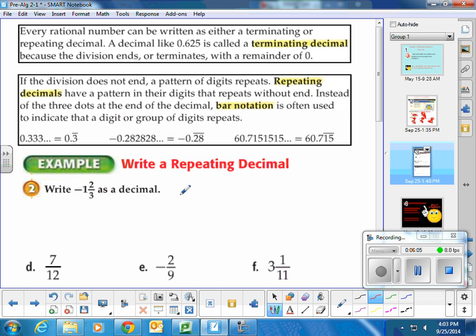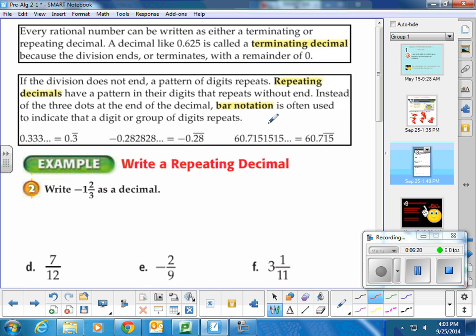And the bar goes over the part that's repeating. So in 0.333333, we write it like this with the bar over the 3. In this example, we put the bar over the 2 and the 8 because it's repeating 28, 28, 28.